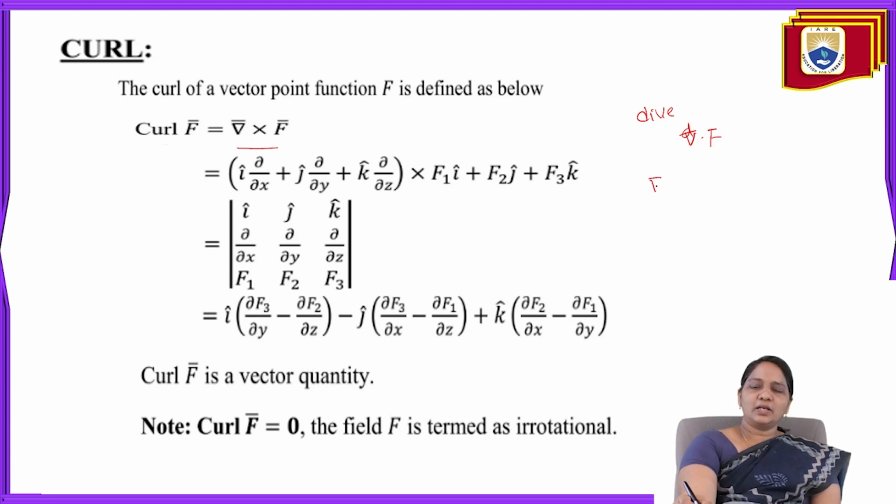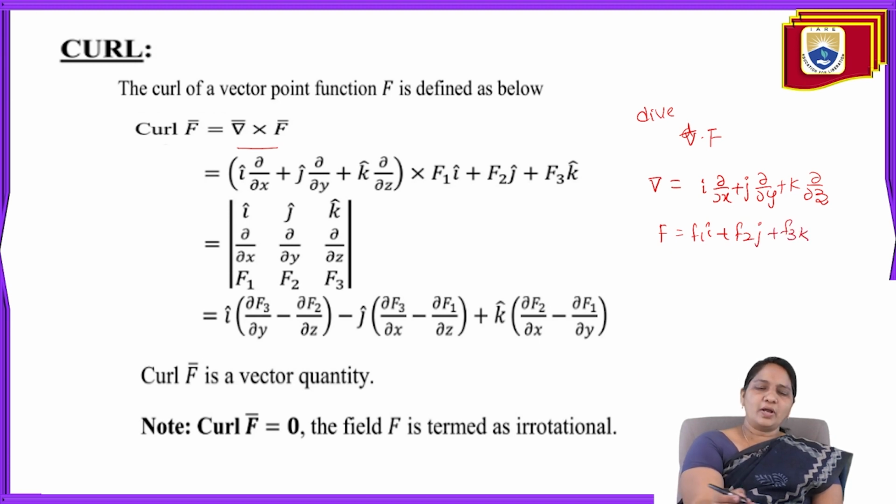So what is the del? Del is the operator. The form for the del is i dou by dou x plus j dou by dou y plus k dou by dou z. So here this is the del operator. Next, what is the f? F is f1i plus f2j plus f3k. So now I am doing del cross f. The del operator i dou by dou x plus j dou by dou y plus k dou by dou z cross f1i plus f2j plus f3k.